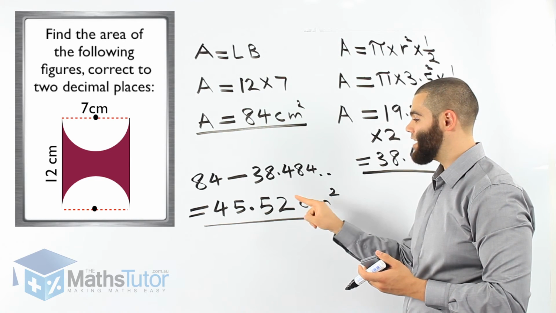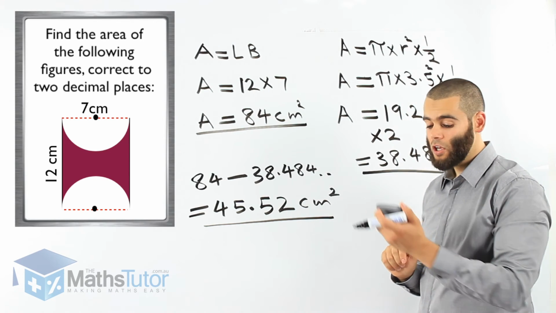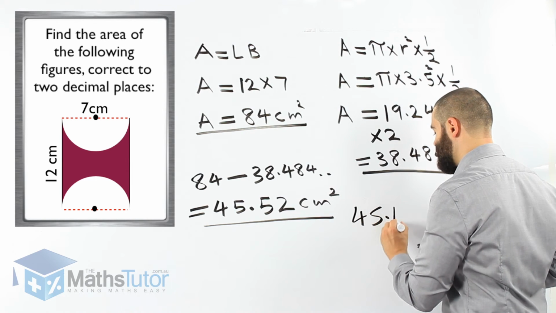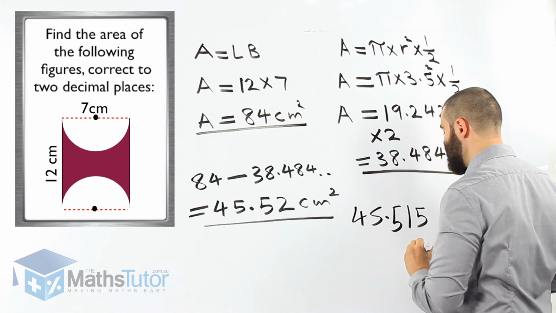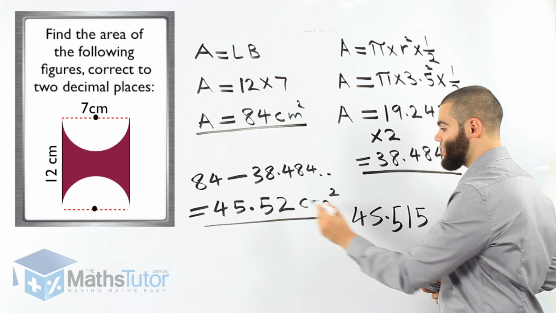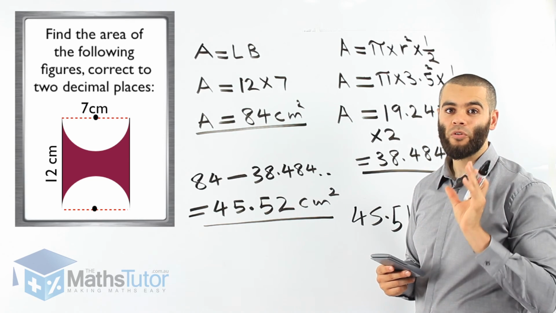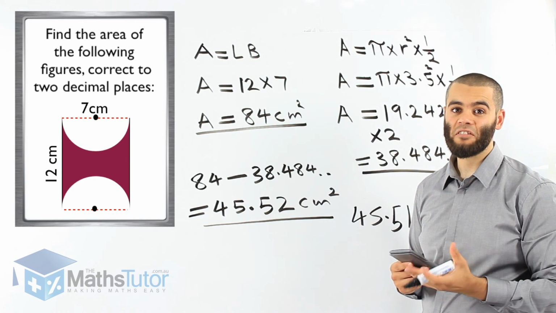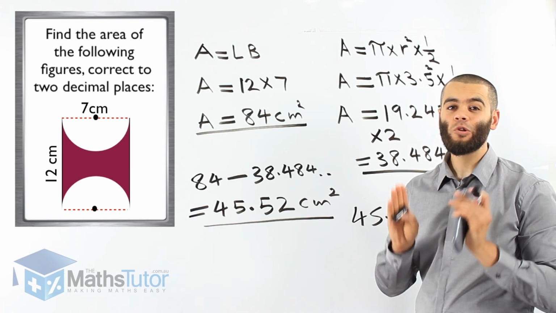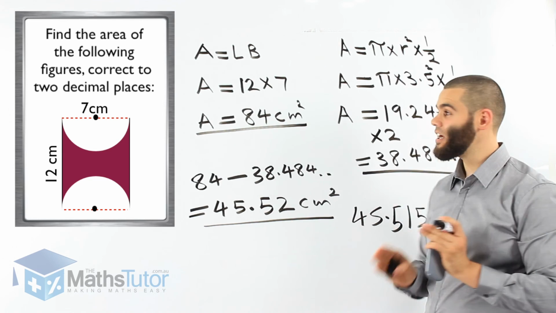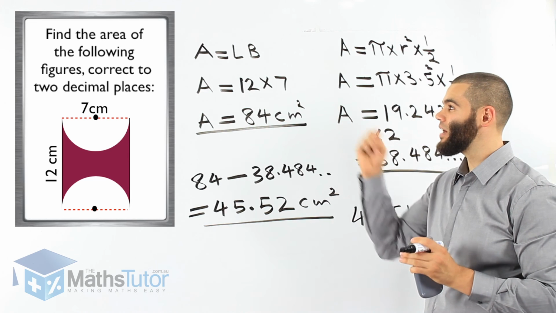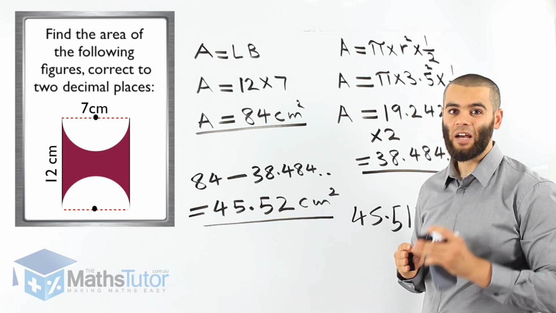In fact, the answer in the actual calculator is 45.515, and we know the 5 pushes the 1 up, rounds it up, becomes 45.52. Very important with rounding off, you do it correctly or else your answer is going to be wrong. This question was not hard, but again, you need to look at the details. Here we had a rectangle, take away two semicircles, we found the shaded region there in red. That's how easy it was.